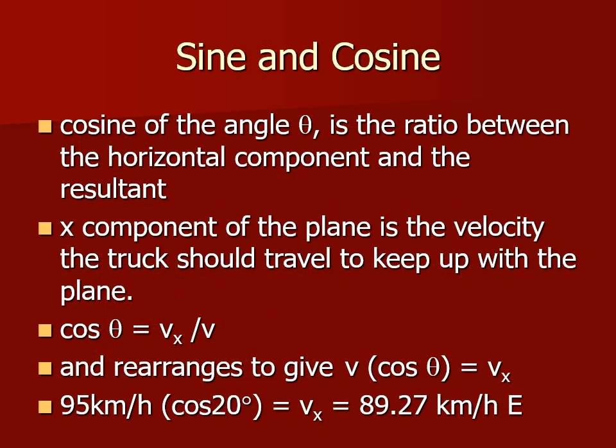Same thing here, just talking about the cosine of the angle with respect to that plane and the cameraman in the truck, or camera person in the truck. And so it looks like that truck needs to be traveling just slightly under 89 kilometers per hour, moving directly to the east. If you do that, you'll stay with the plane and keep the plane in frame, if you will.